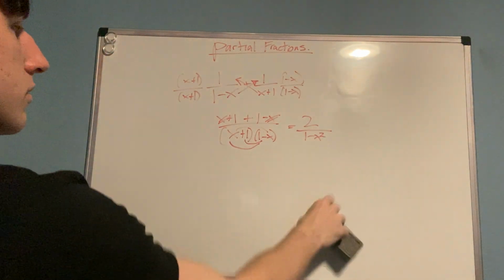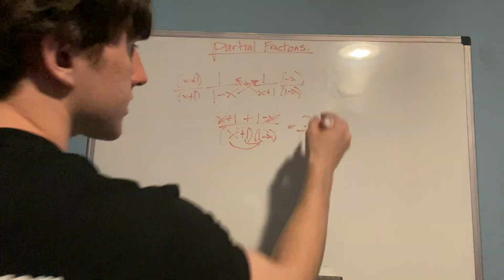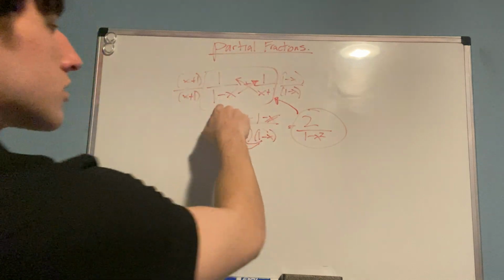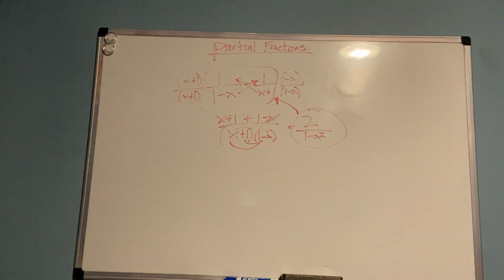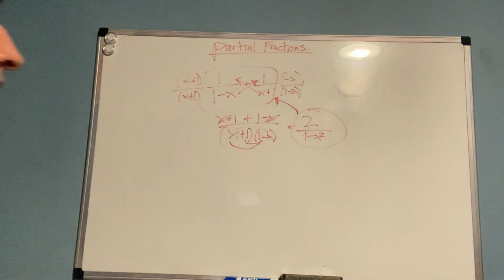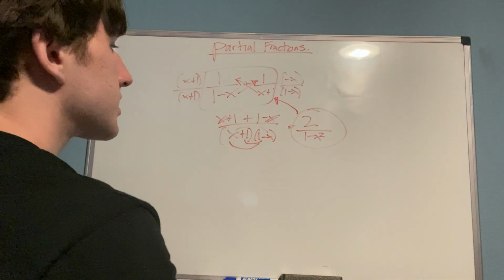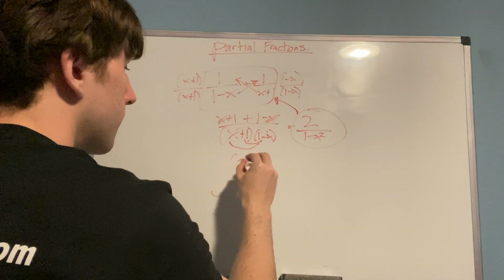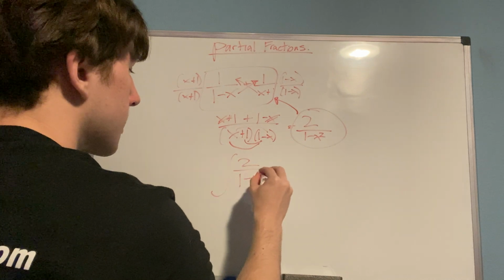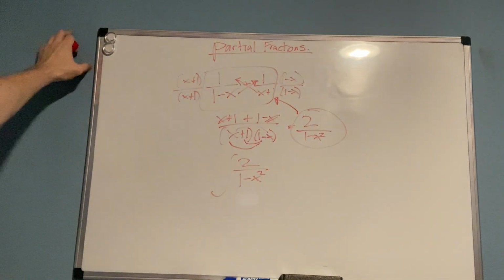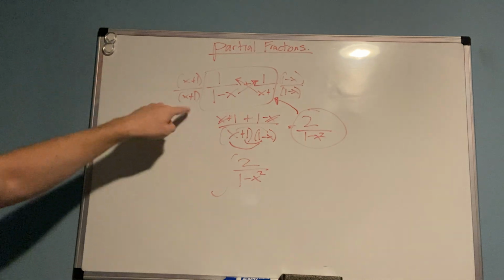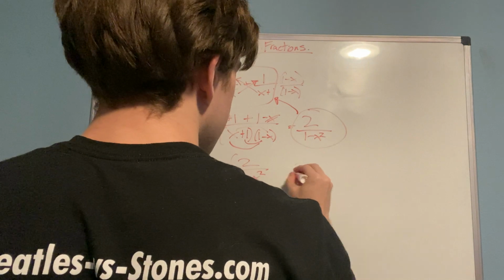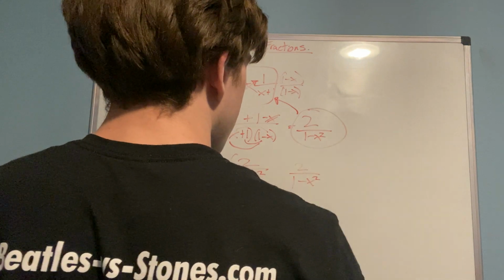So what you have to do is the reverse. You have to go from here back to here. So you have two fractions. That's the whole idea behind partial fractions, okay? So let's just say, for example, you were given this integral of 1 minus x squared. And if we were to try to get this back into a fractional form, here's the basic process behind it. You have 2 over 1 minus x squared.